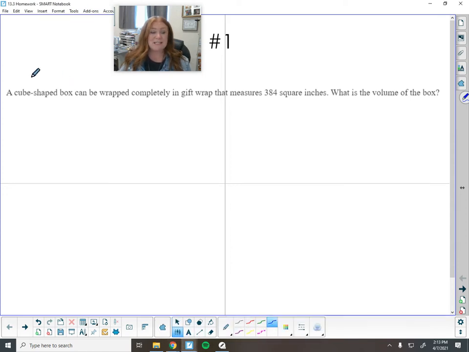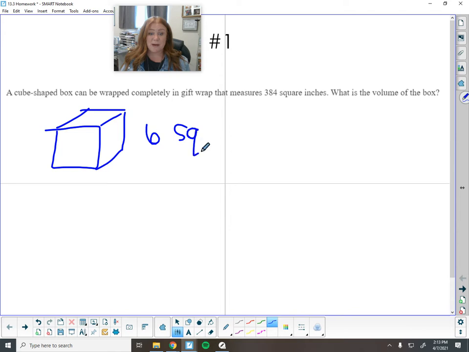Okay, so number one tells us that a cube-shaped box, that means every single side that it has is a square, and it has 6 of those since it is a cube. So this has 6 squares. It can be completely wrapped in gift wrap that measures 384 square inches. So this is the surface area here.